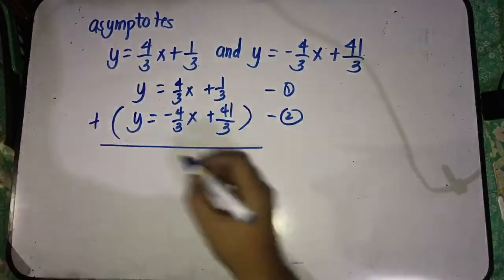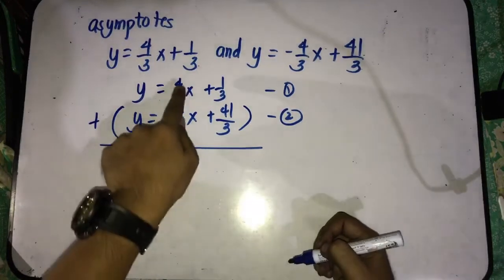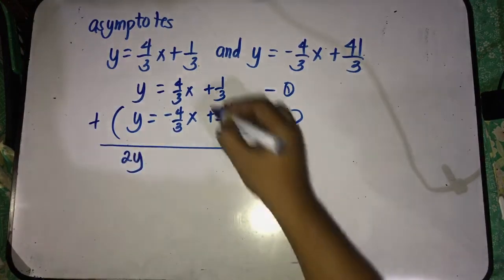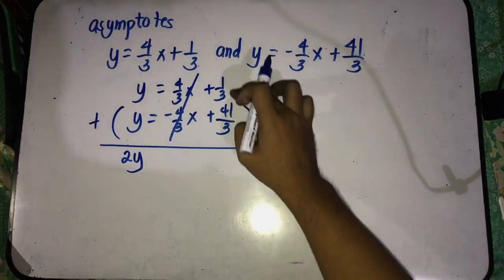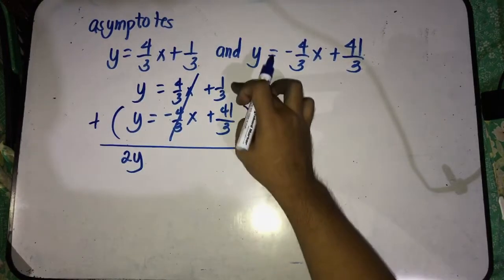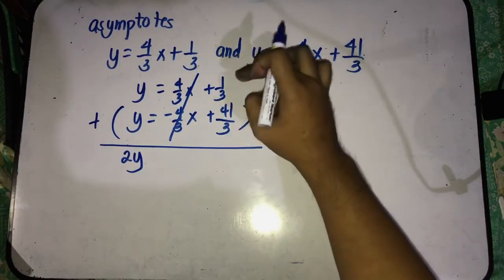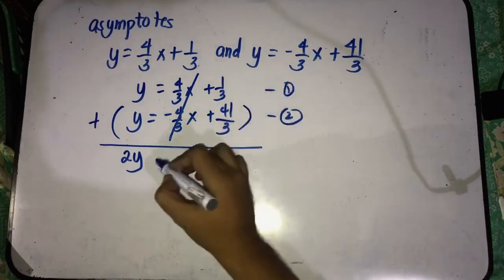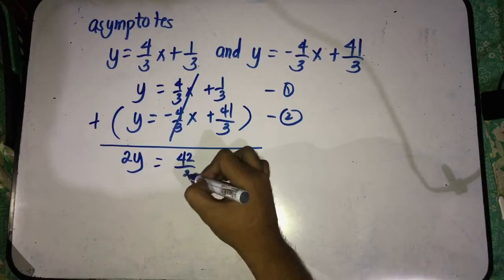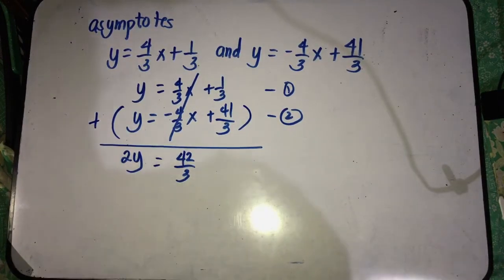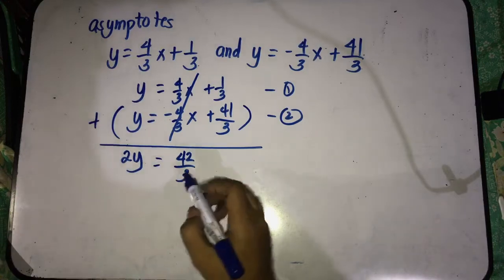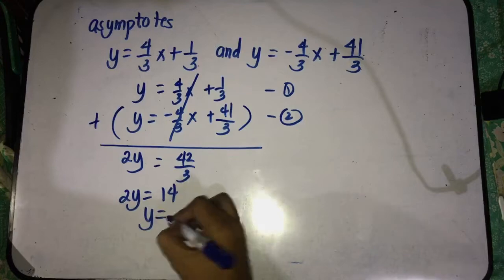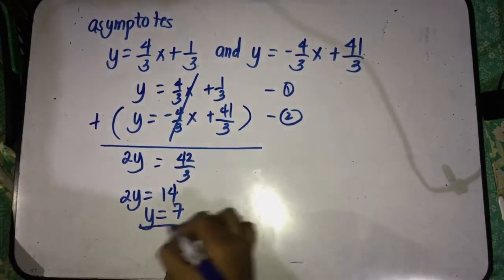So y plus y will be 2y. 4 thirds x plus negative 4 thirds x would cancel out. 1 third plus 41 over 3. Pareho siya ng denominator. Add the numerator. 1 plus 41 is equal to 42 over 3. Okay, and what is 42 divided by 3? 42 divided by 3 is 14. Therefore, 2y is equal to 14 and y now is equal to 7.